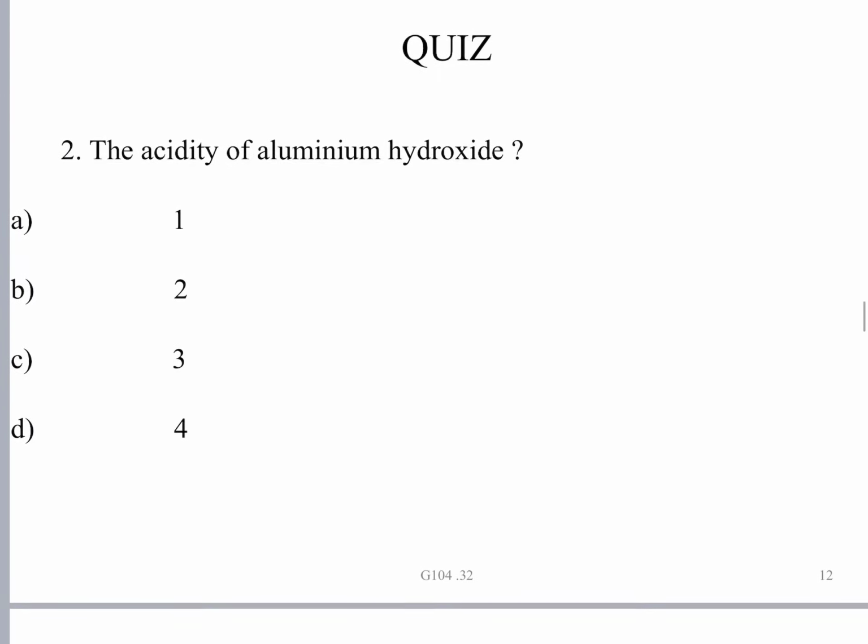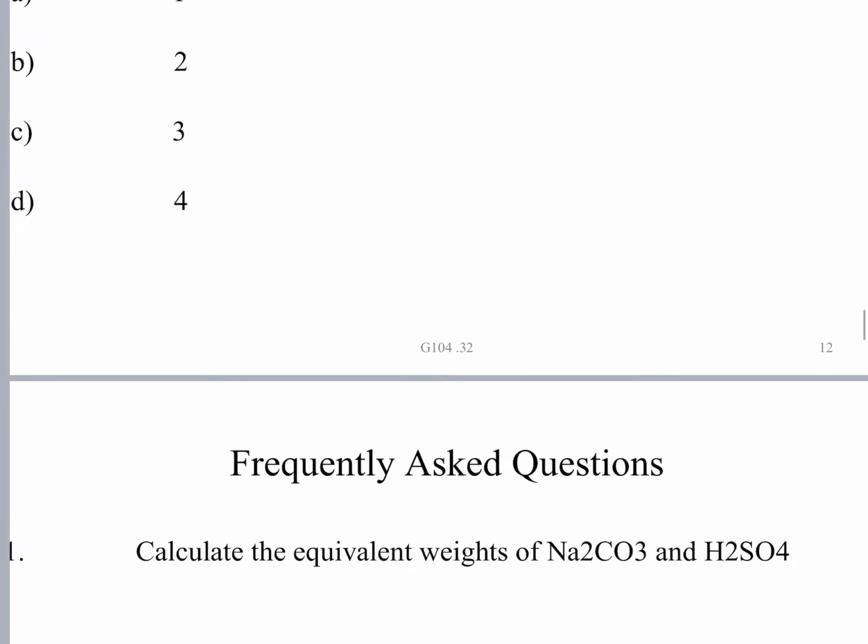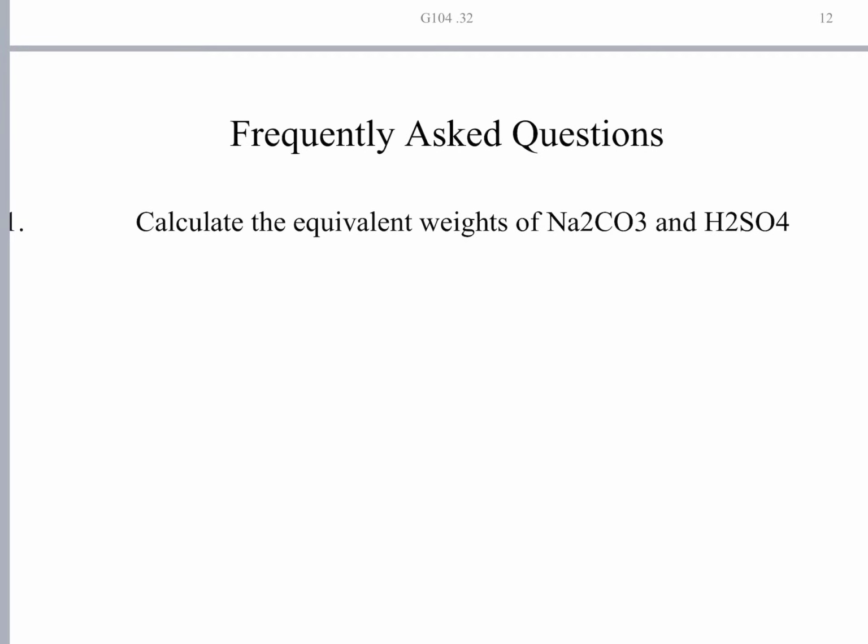Next, what is the acidity of aluminum hydroxide? Aluminum hydroxide is Al(OH) taken thrice. When dissolved in a polar solvent, it ionizes into Al3 plus and 3 OH minus. Since it is furnishing 3 hydroxyl ions, its acidity is 3. Most frequently asked questions are: calculate the equivalent weight of sodium carbonate or calculate the equivalent weight of H2SO4. By the training you have learned, you can easily calculate the equivalent weights.